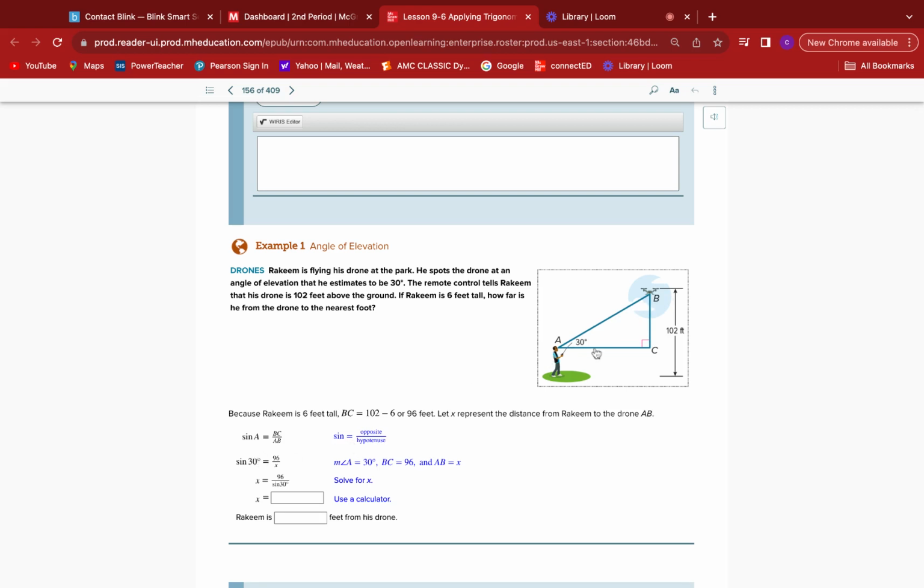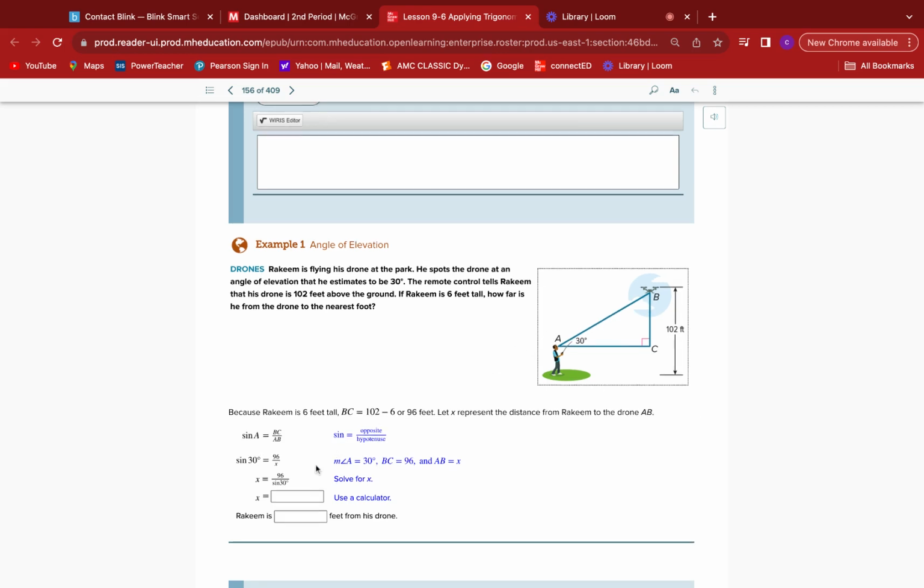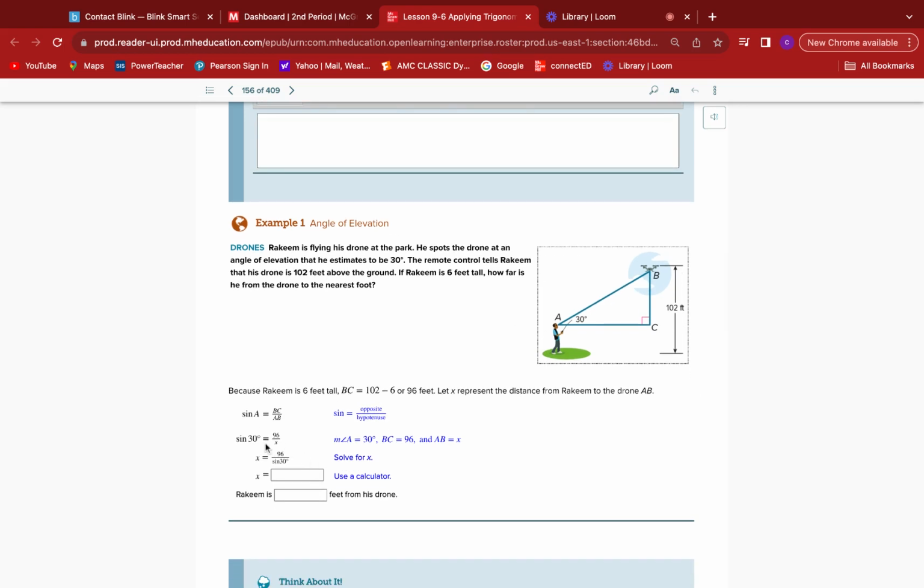So sine of theta is opposite over hypotenuse. They're going to replace theta with 30, replace the opposite side with 96, because that's 102 minus his 6 feet, and then divide by your hypotenuse, which is your unknown x. All right, looks like they're going to do a shortcut. Good. I teach my students this same way.